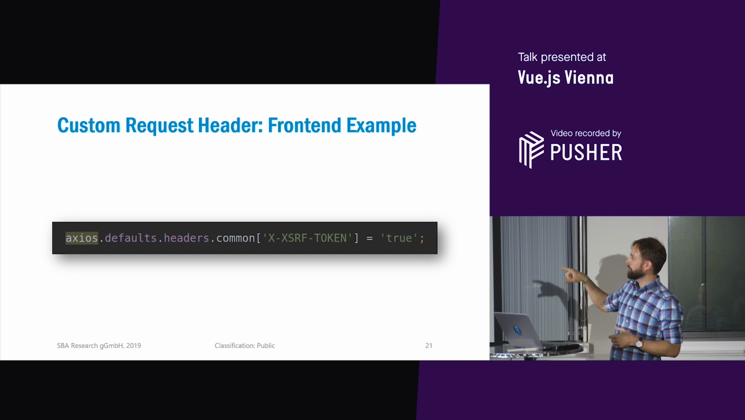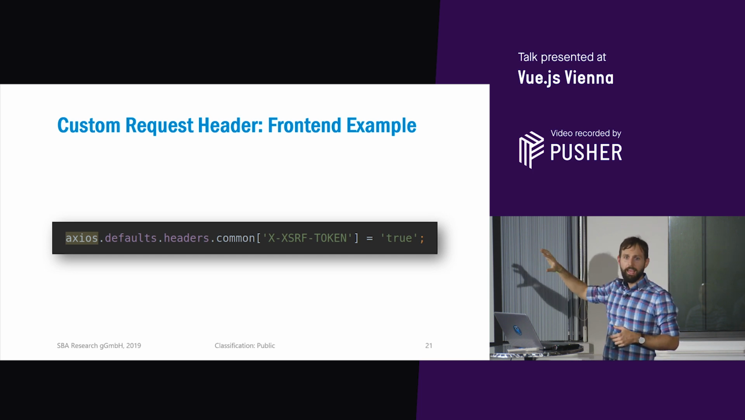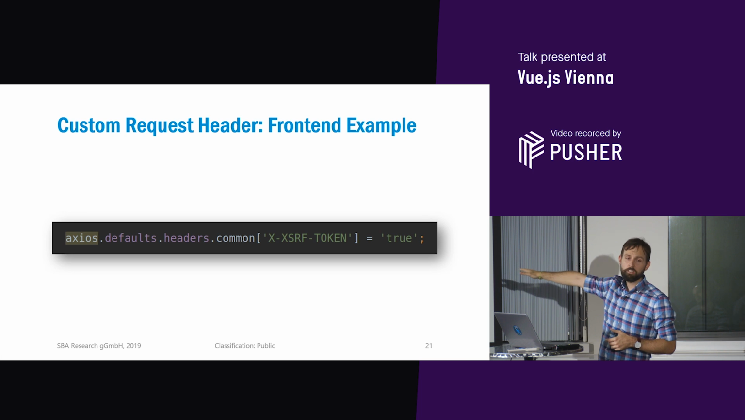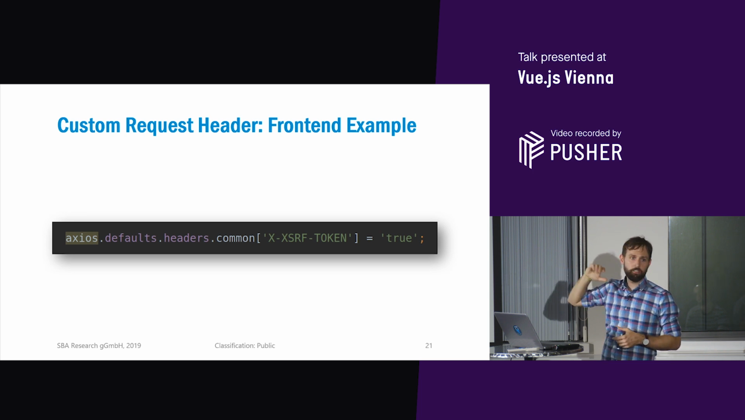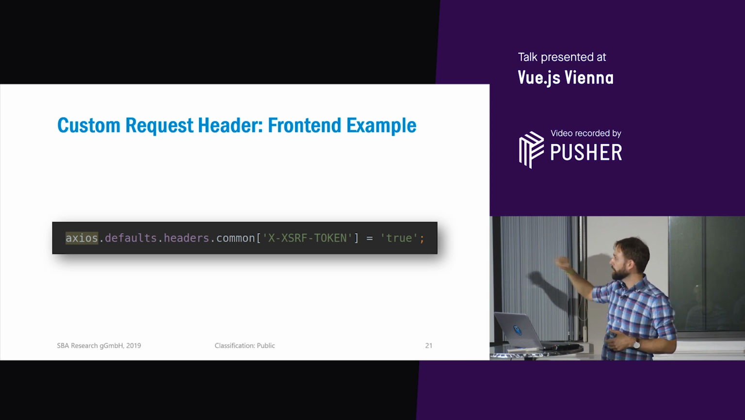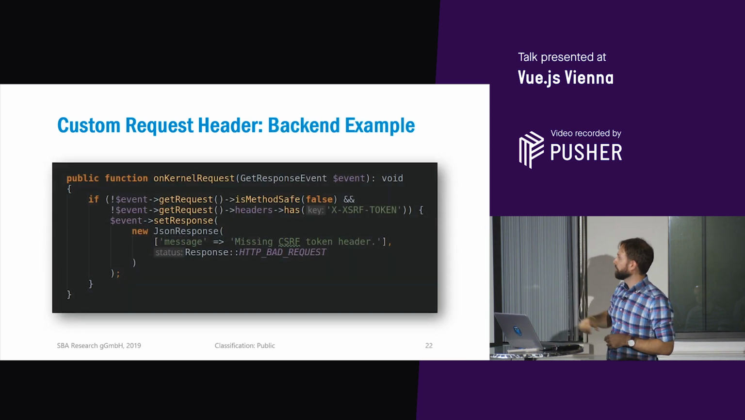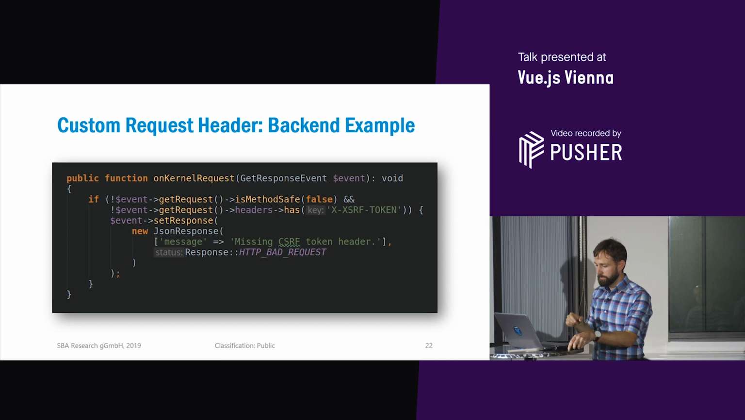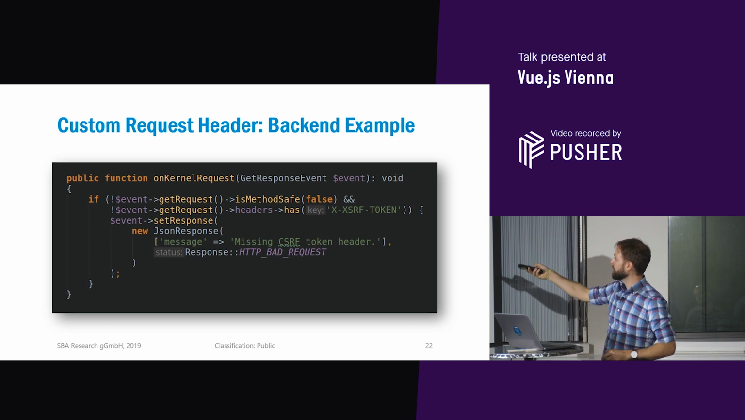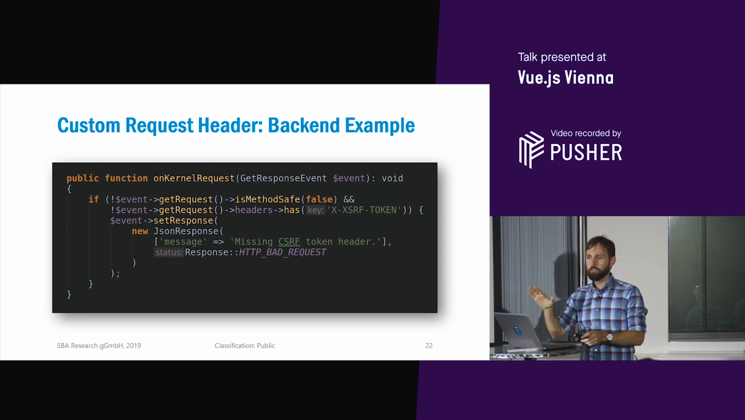We said access defaults headers common this. Any header, the value doesn't matter. You can write anything in there. It just needs to have a value. We called it XSRF token, and on the server side, we just check that it's there. We say request headers has this header. Done. No tokens required. Okay?